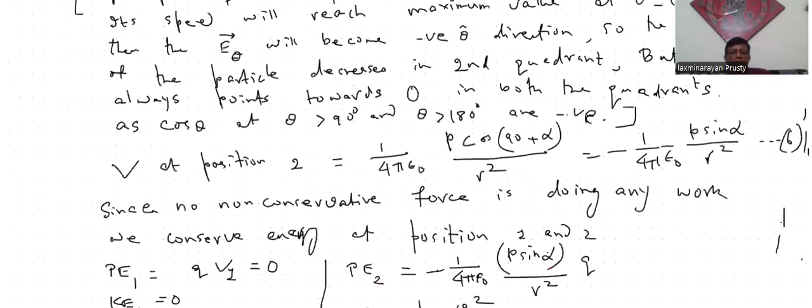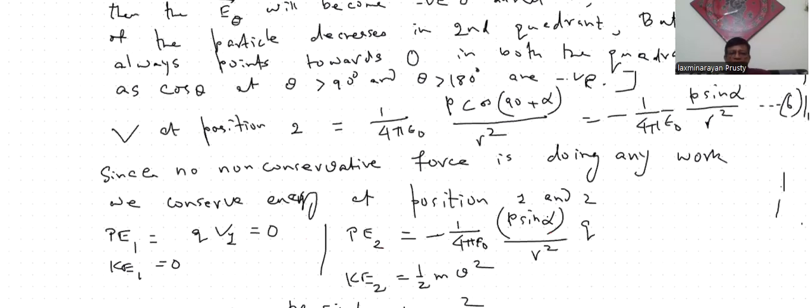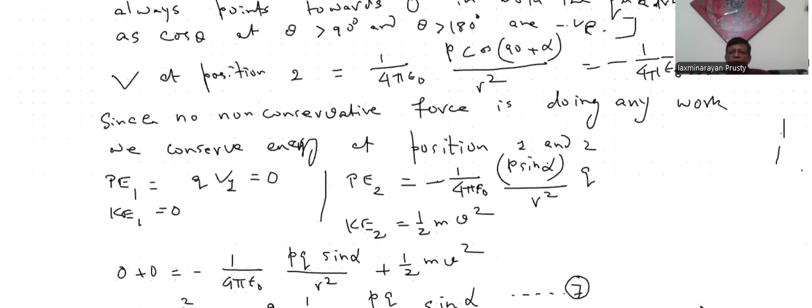Right. Now there are no non-conservative forces doing any work. Tension is non-conservative, but not doing any work, because it's always perpendicular to the velocity direction. So we can conserve energy between position 1 and 2. So from energy, the P1 is 0. K1 is also 0. It is released from rest. That's very important. Then P2, from equation 6, is minus 1 by 4 pi epsilon 0, P sin alpha by R square into Q. This is the potential energy.